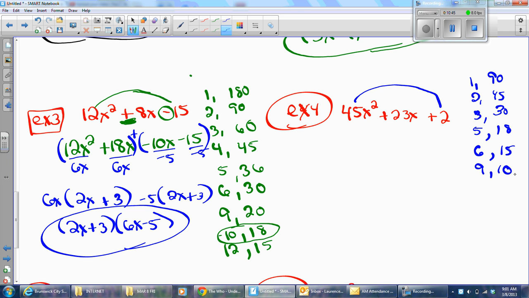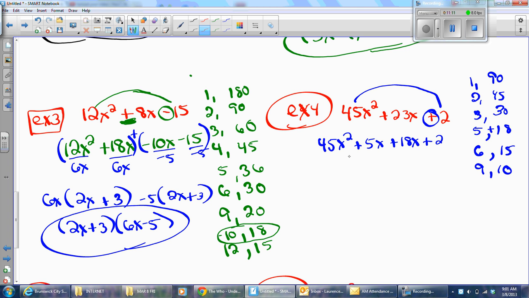Okay, now it's positive 2, so I need to add to get 23, and it looks like 5 plus 18 is 23. So I'm going to rewrite this as 45x squared plus 5x plus 18x plus 2.